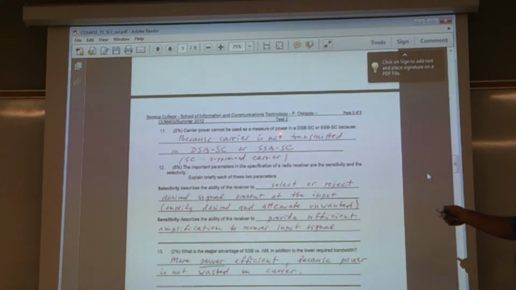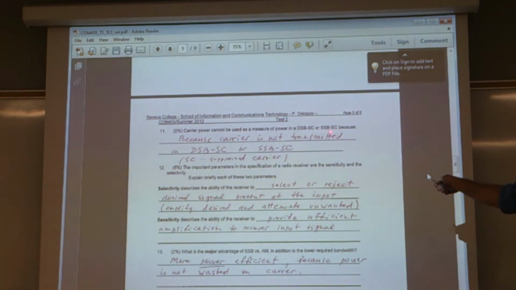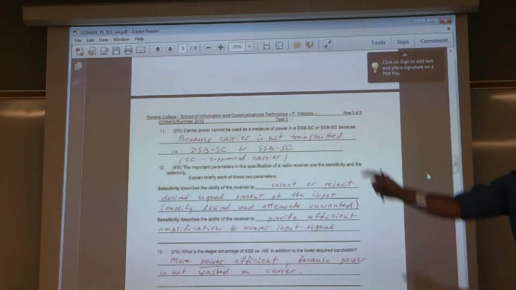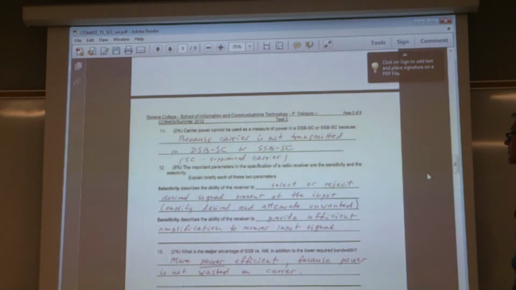Carrier power cannot be used as a measure here, obviously, because what is a DSB-SC? It's a double sideband suppressed carrier. There is no carrier. What is an SSB-SC? Single sideband suppressed carrier. There is no carrier. Carrier cannot be used. What can be used? PEP, peak envelope power. I didn't ask you to calculate this, but it's easy. Just take the peak of your sideband and use the power formula.